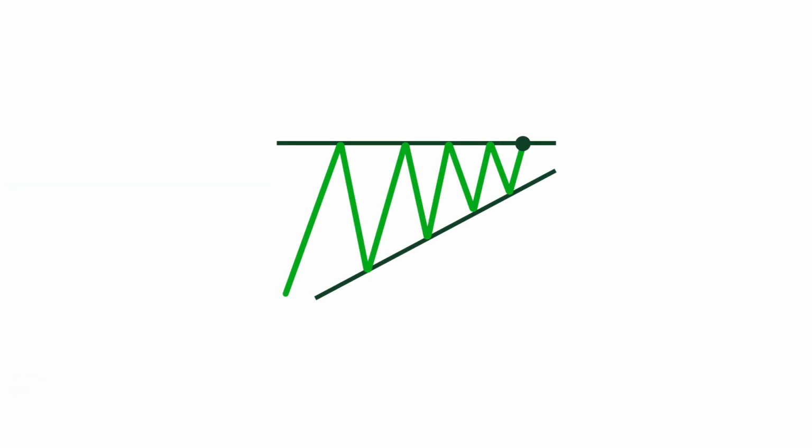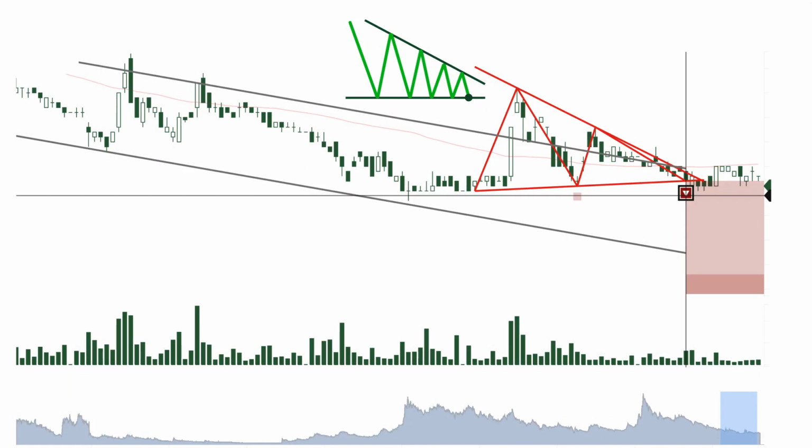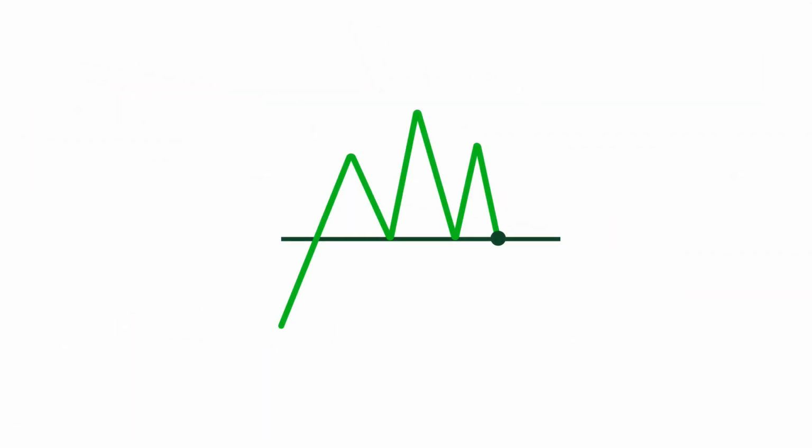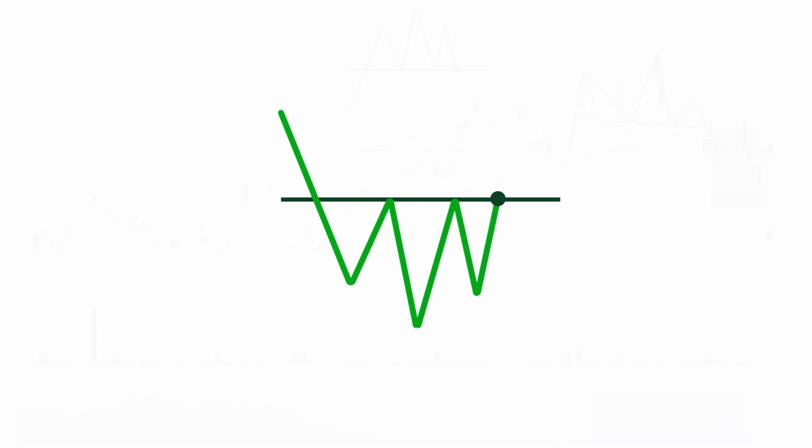Wouldn't life be easier if these patterns looked exactly like they do here in a real stock chart? The reality is that we need to be a little flexible, as the lines may not always be as clear-cut. An ascending continuation triangle may sometimes look like this. A descending continuation triangle like this. A head and shoulders top. And a head and shoulders bottom.